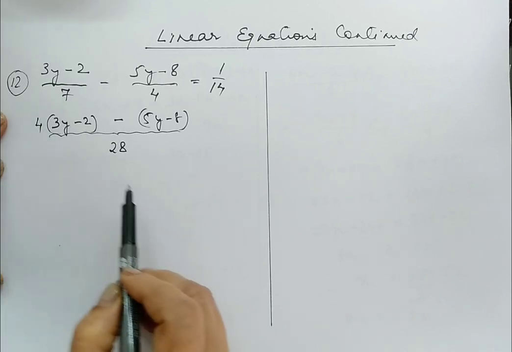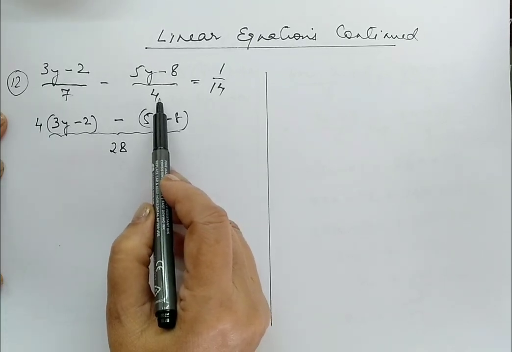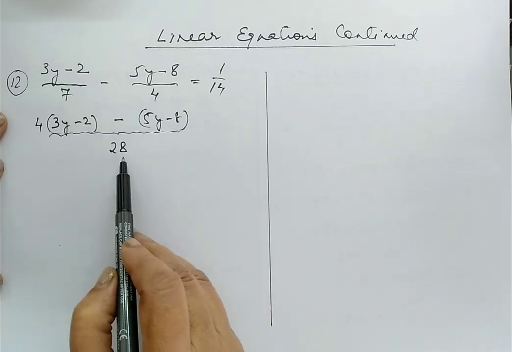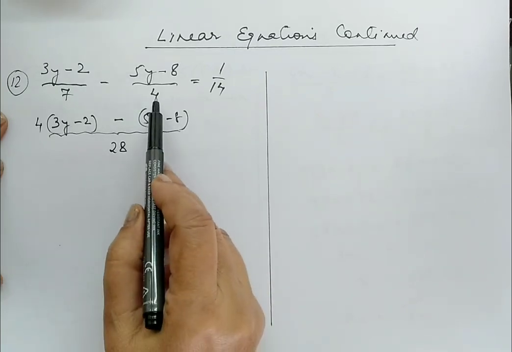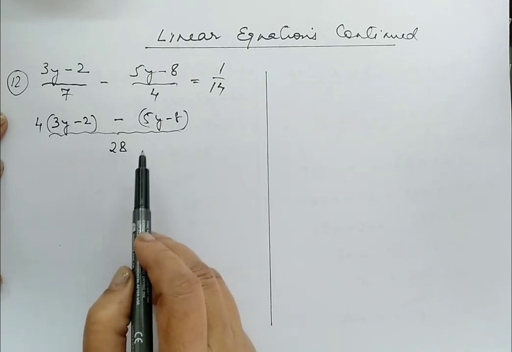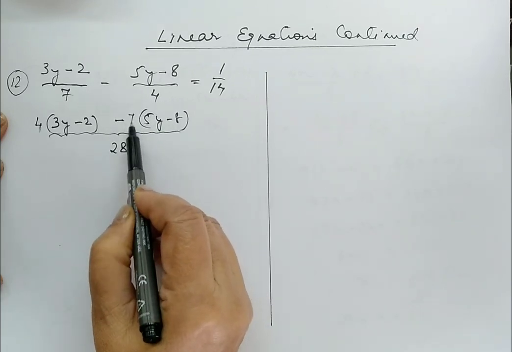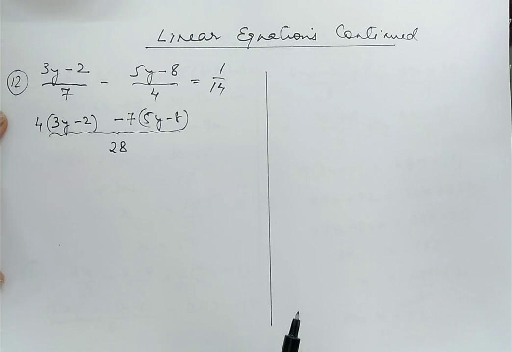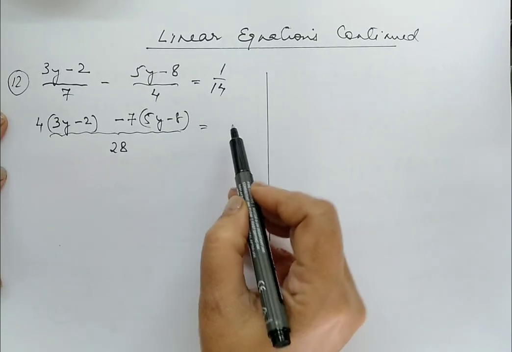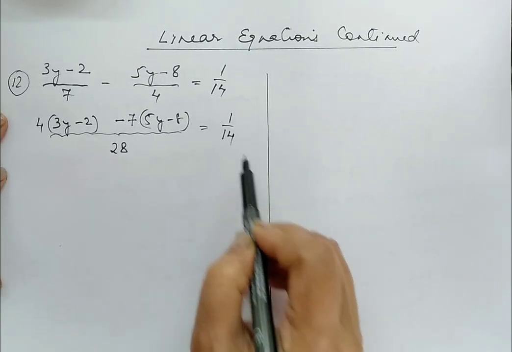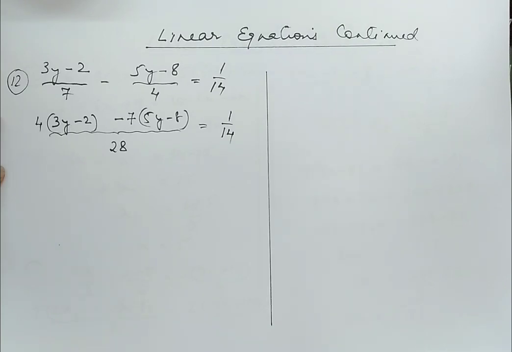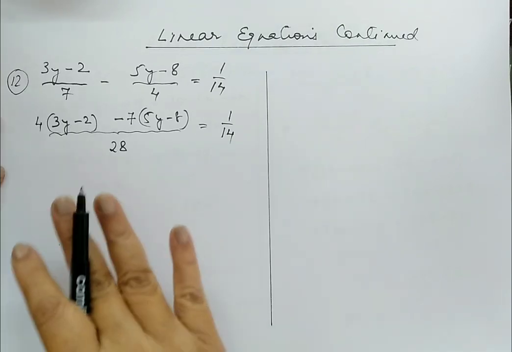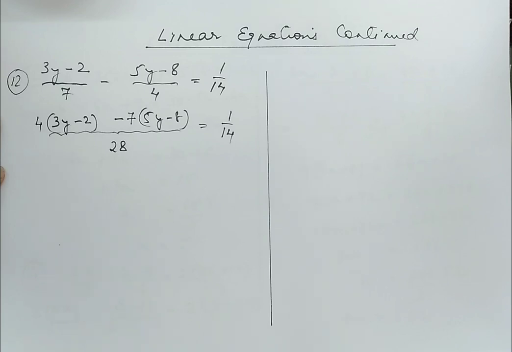It comes 4 times. And when does 28 come in the table of 4? It comes 4 sevens are 28. Alright. This side we do not have much to do, so we simply copy. So alright, so far understood?